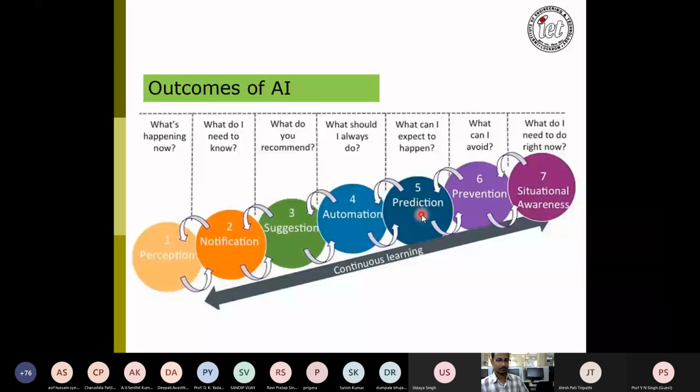And then what can I avoid? So after this, once we are at the later phase of decision making, then certainly we have to make ourselves aware of what are the things that we have to penalize, and what are the things that we have to avoid. So that means what can I avoid, meaning preventions, and what do I need to do right now? That is situational awareness, meaning we have to promote all such activities.